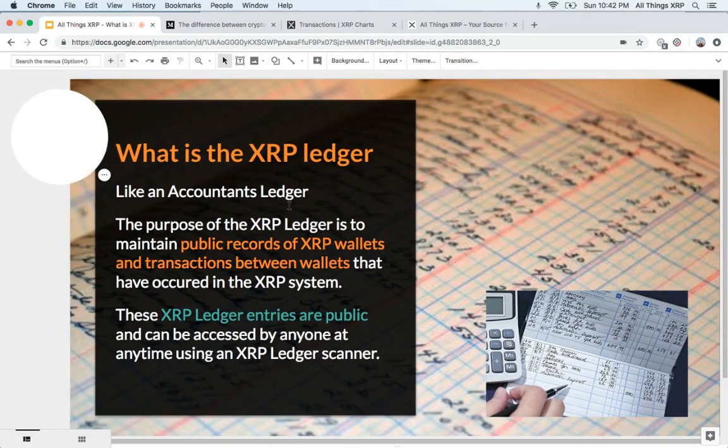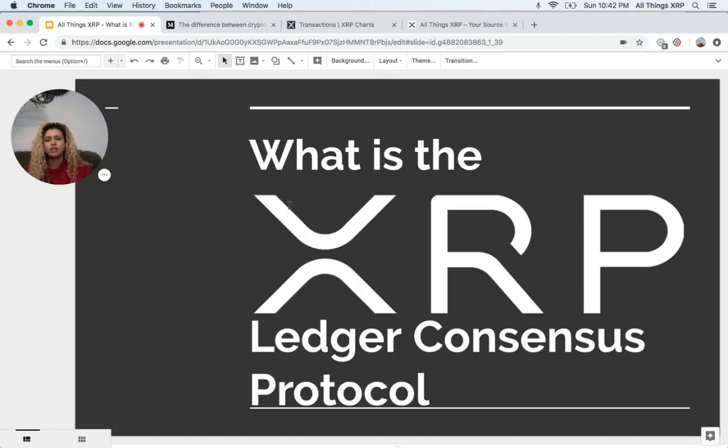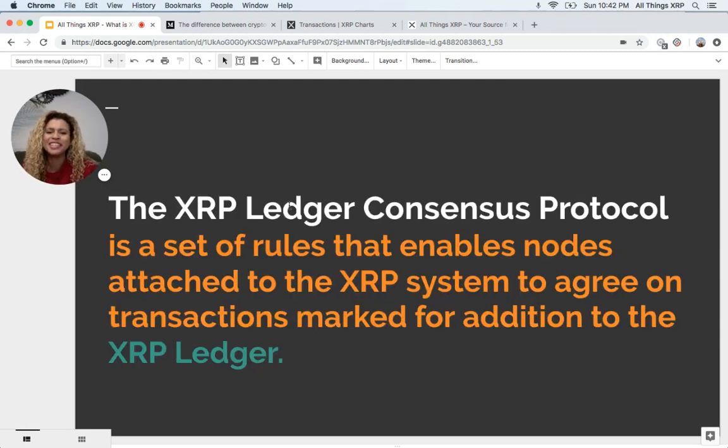So let's continue. So what is the XRP Ledger Consensus Protocol? I didn't think you would ask, so I thought I'd put it in here so I could explain it. So the XRP Ledger Consensus Protocol is a set of rules that enable nodes attached to the XRP system to agree on transactions marked for addition to the XRP ledger.